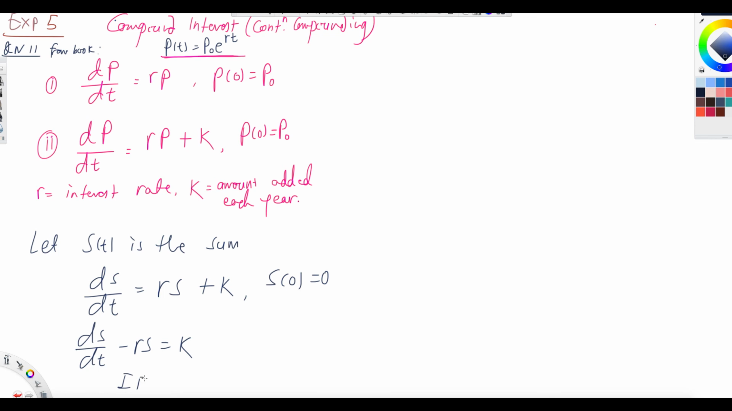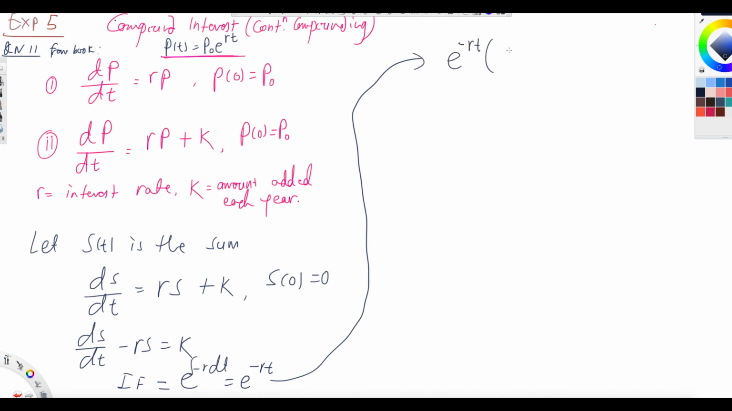What is the integrating factor? It is e to the negative integral of r dt, which is e to the negative rt. If you multiply both sides by the integrating factor, you get e to the negative rt times ds over dt minus r s equals e to the negative rt times k. So what you get is d over dt of s times e to the negative rt equals k times e to the negative rt.